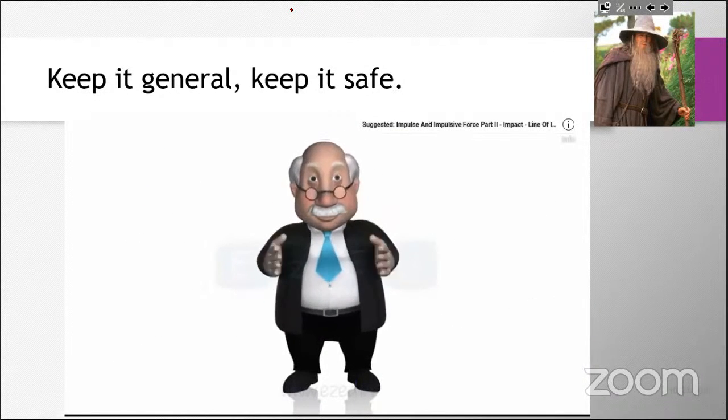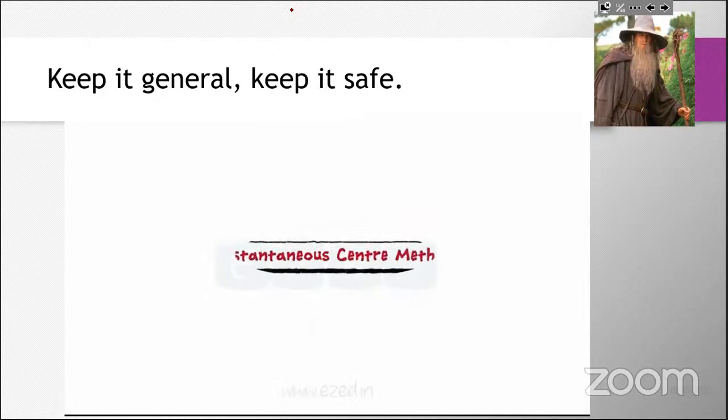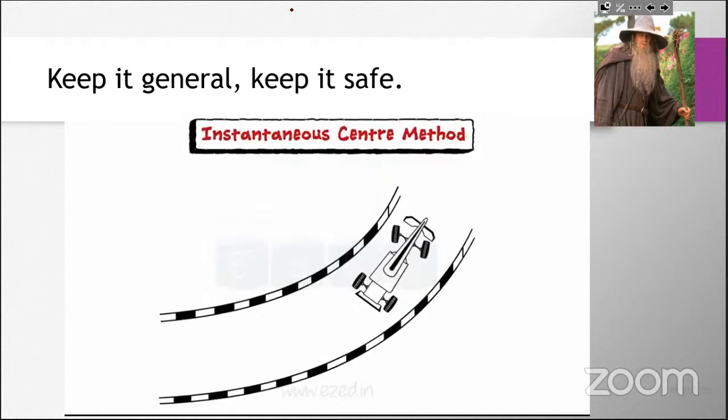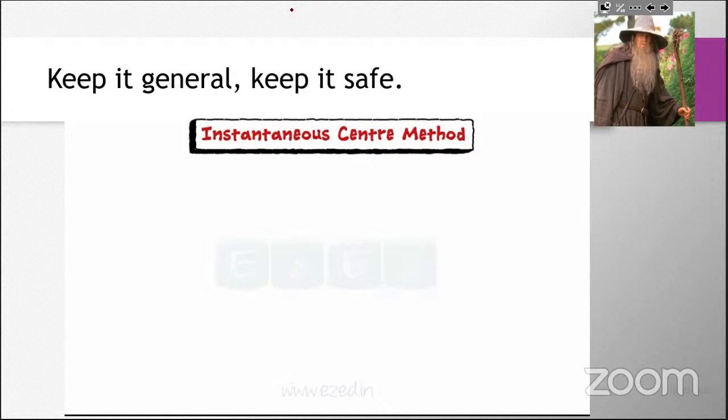Seriously, pay attention. This is important. Instantaneous center is defined as the point about which the general plane body rotates at the given instant. The instantaneous center of rotation lies at the intersection of the perpendicular to the velocity.